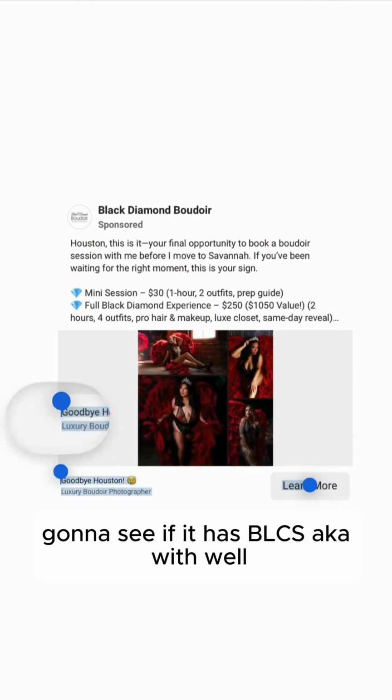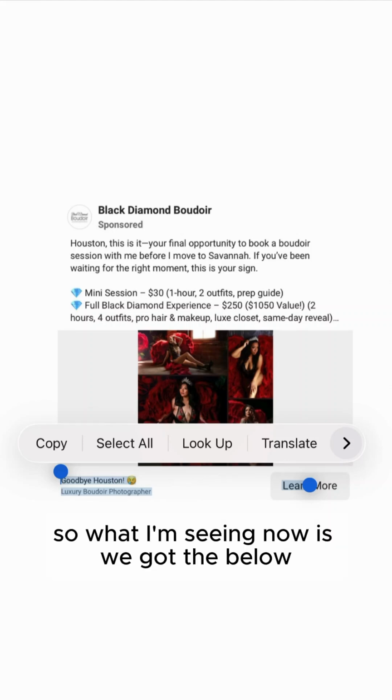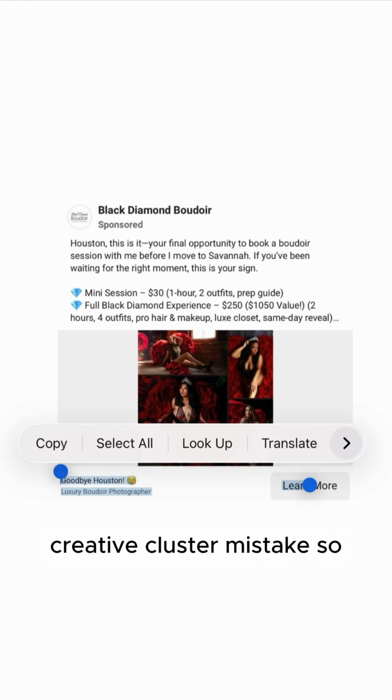So going to diagnose this one. We're going to see if it has BLCS, aka Boudoir low click syndrome. So what I'm seeing now is we got the below creative cluster mistake.